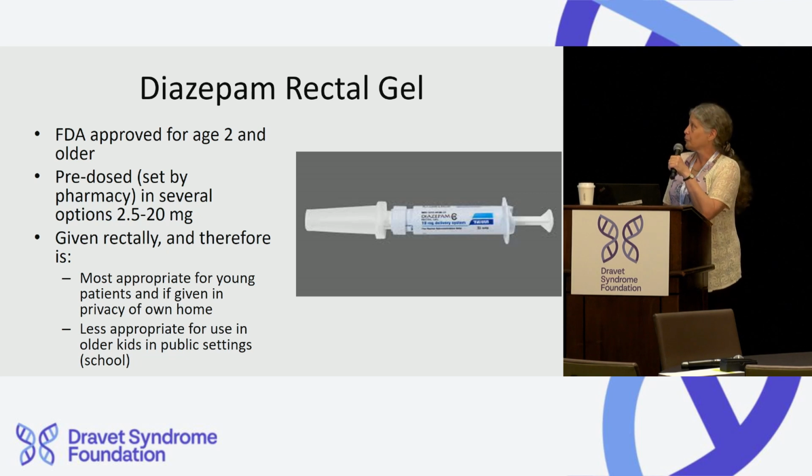So this is FDA approved for children 2 years and older. I think in reality, many of us use this in much younger children because we don't really have other good options. It is pre-dosed, and so that dose is set by the pharmacy anywhere from 2.5 up to 20 milligrams. It's given rectally, and so that's a bit of an issue if you were giving it for an older person outside of the home. This is socially, I think, a little bit more challenging if you're giving it in a school situation or a shopping mall or things like that. So it's certainly most appropriate in my mind for young patients, and it can also be appropriate if it's given in the privacy of one's own home.